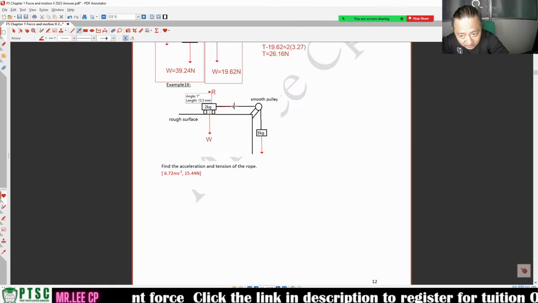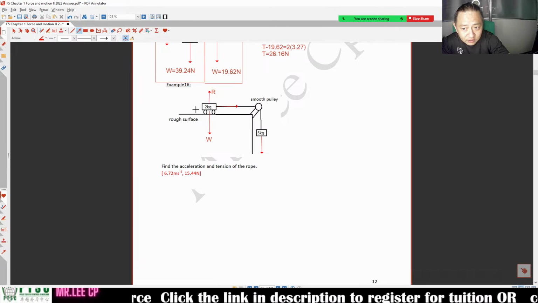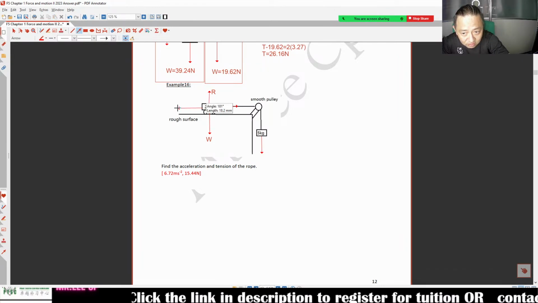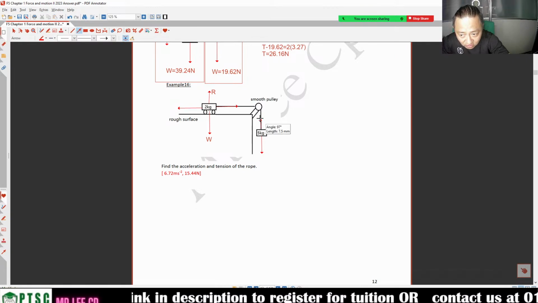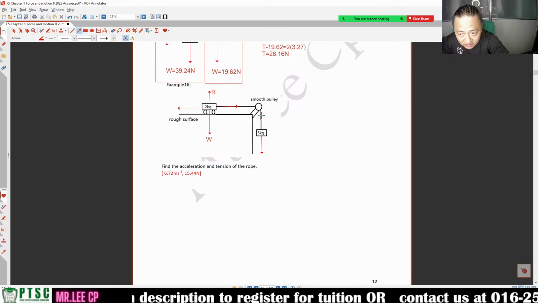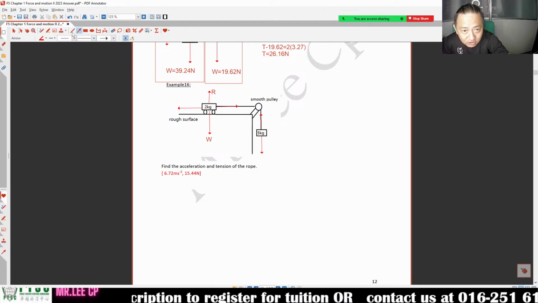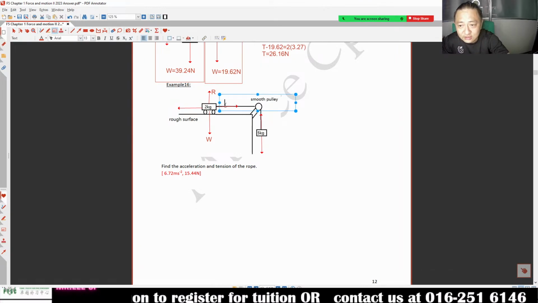And then I want to label all the forces in. This force is called tension of the rod. This force is called frictional force. This force is called tension of the rod. And these two tensions are the same because they are sharing the same pulley.